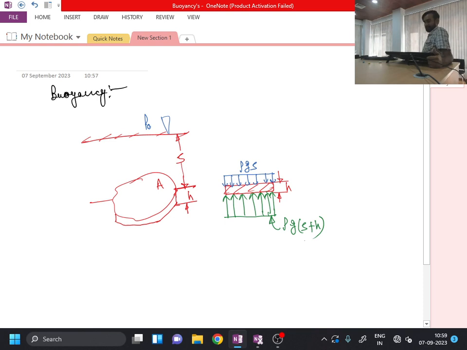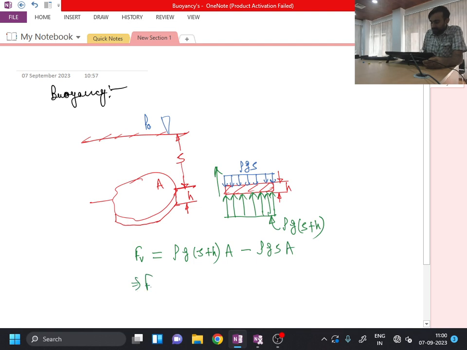Is this not clear? Now this is a planar disc. If you see, this particular disc is subjected to a net upward force because the bottom pressure is more in comparison to the top pressure. So the net force acting in the vertically upward direction is equal to rho g into (S plus h) times the area of this body, minus rho g S, acting in the downward direction, multiplied by area. So ultimately this vertical force acting in the upward direction is rho g h into A.